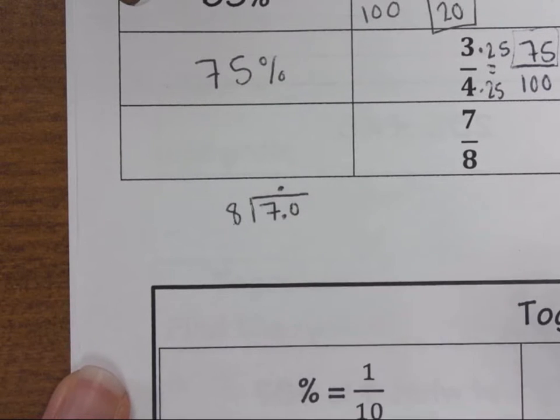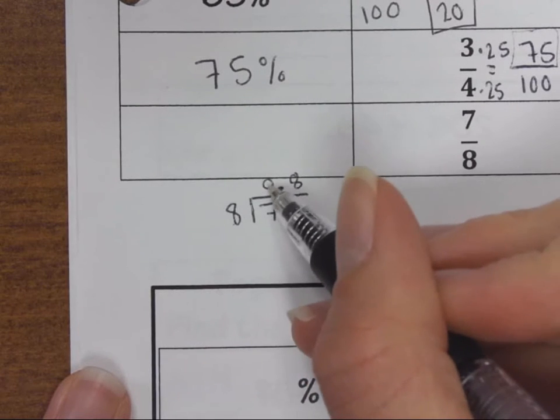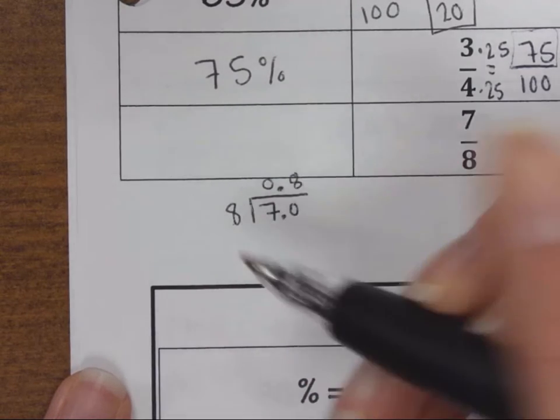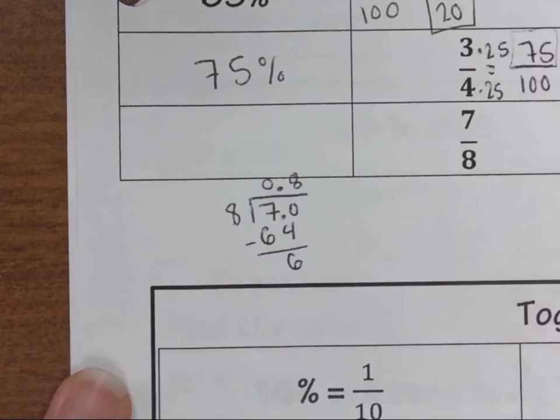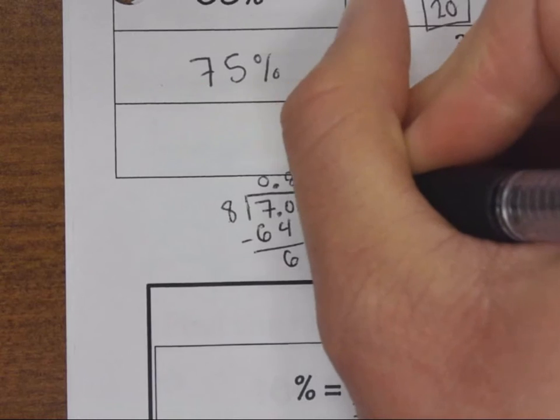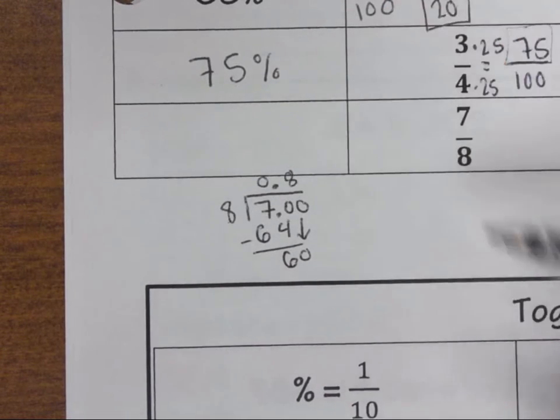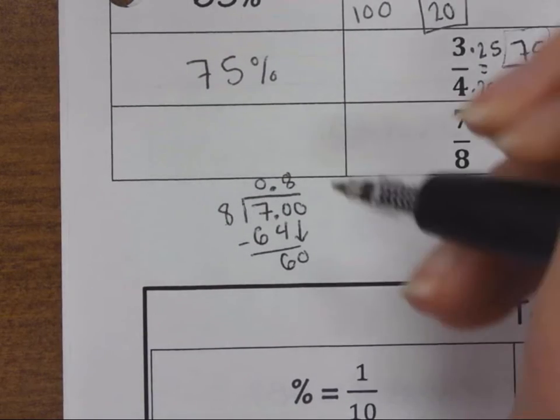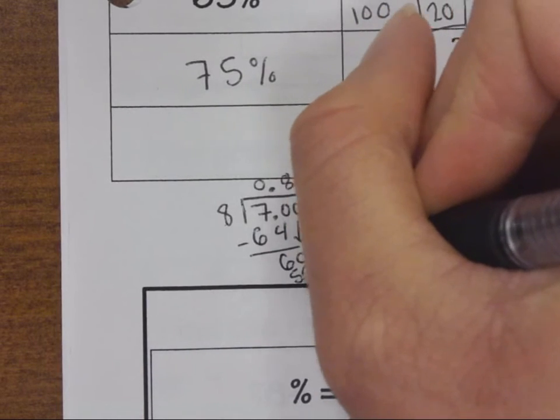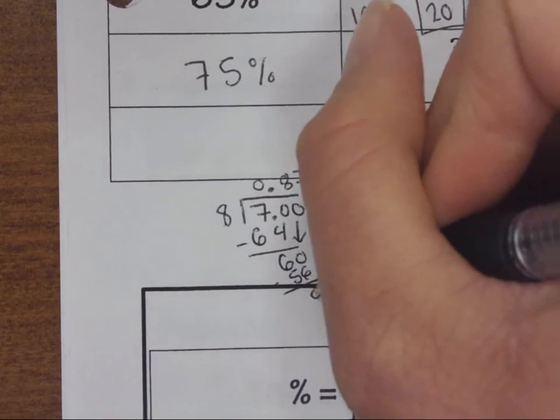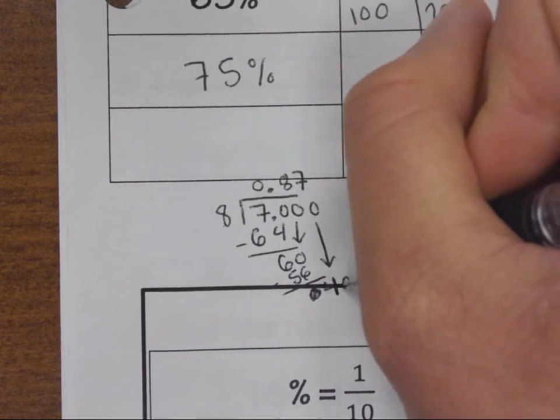So I know that 8 goes into 64 8 times, and since I couldn't go into 7, I put my 0 here, and then I have 0.8. 8 times 8 is 64. I subtract and I get 6. I had a remainder, so I've got to add a 0 and keep going. 8 goes into 56, which is close to 60, and it goes into 56 7 times. Again, I'm going to subtract, oh, I don't get 0, sorry. I get 4. Again, I had a remainder, so I'm going to add another 0.